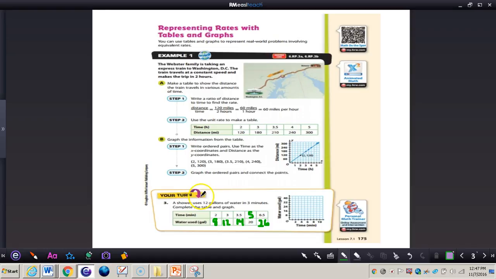Okay, so you can see the table that I have filled out. 2 to 8, 3 to 4, 3.5 to 14, 5 to 20, and 6.5 to 26. I did not graph on the grid. It's a little too small for my screen. So hopefully you can see that your coordinate grids match up. The x-axis is time, the y-axis is water.